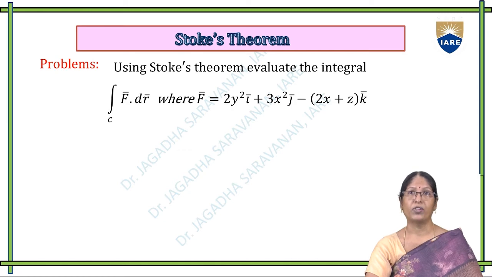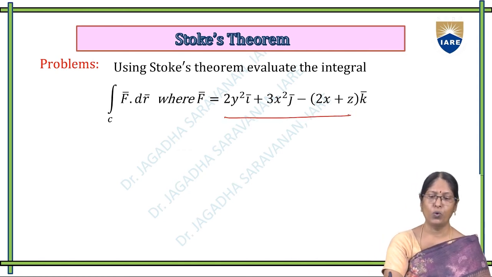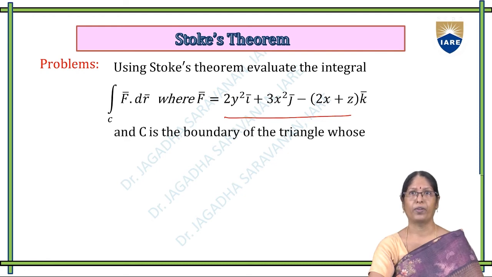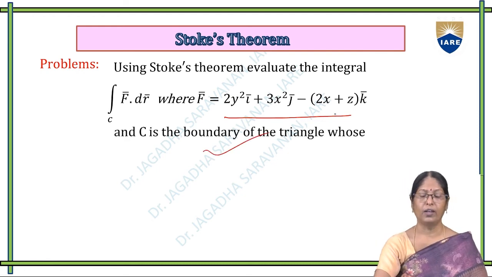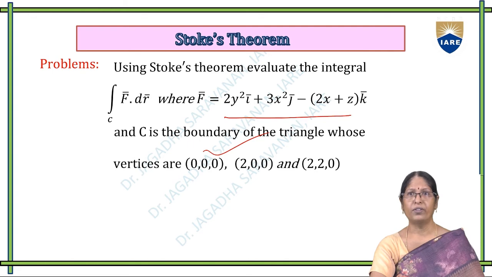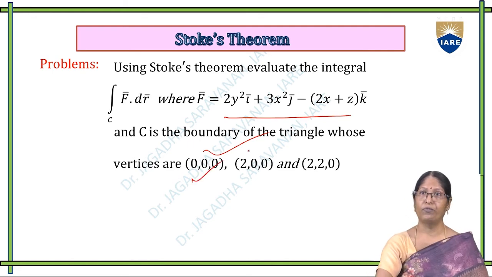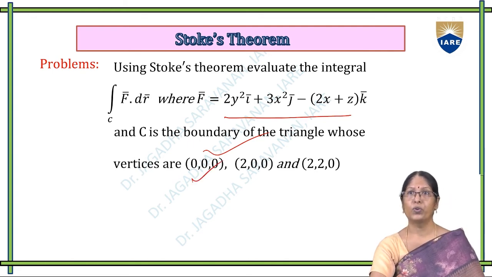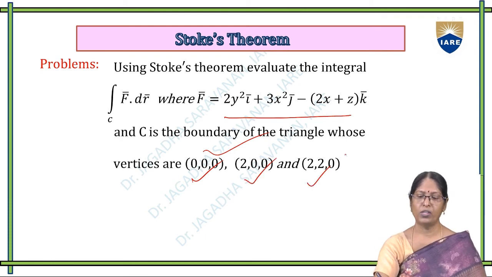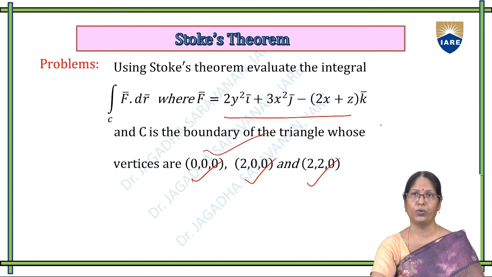that is, the integral over C of F dot dr, where our vector function is 2y square i plus 3x square j minus (2x plus z) k. And C is the boundary of the triangle whose vertices are: this is one vertex 0, 0, 0, another vertex 2, 0, 0. The last one is 2, 2, 0.